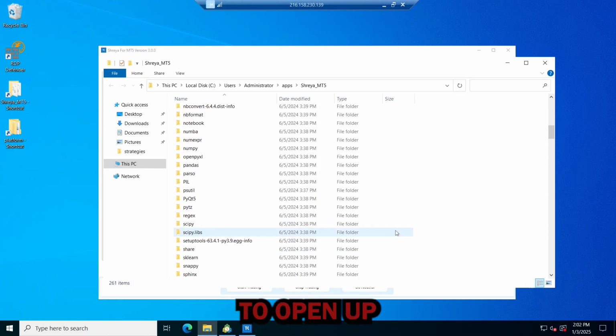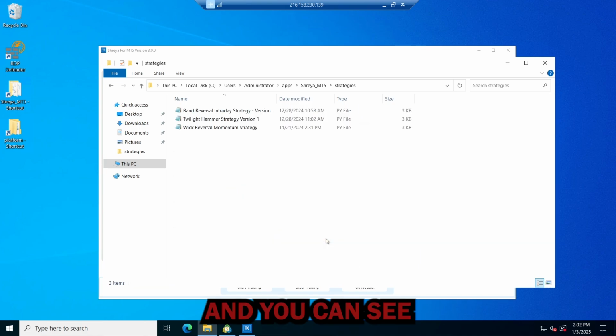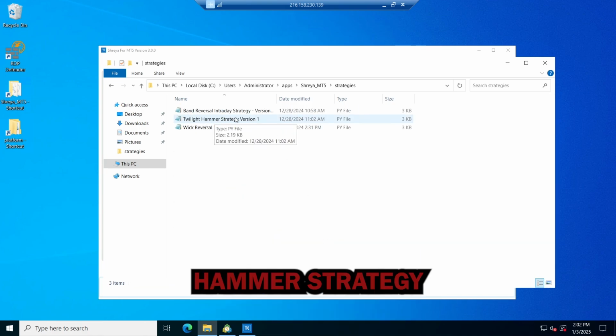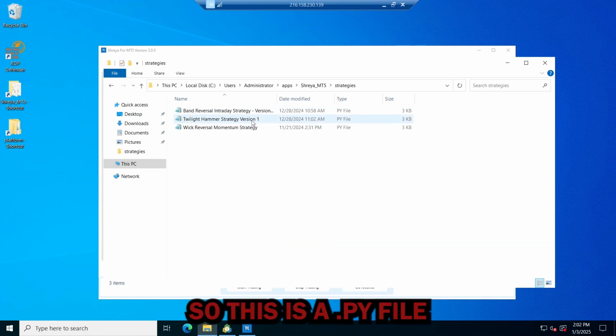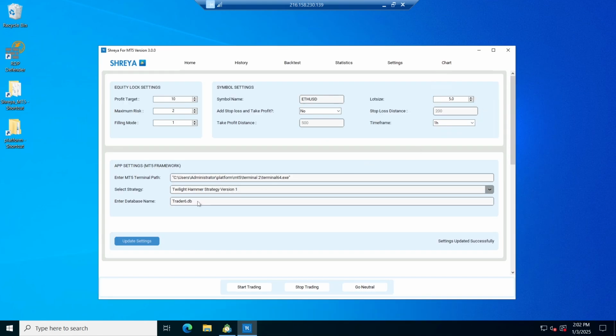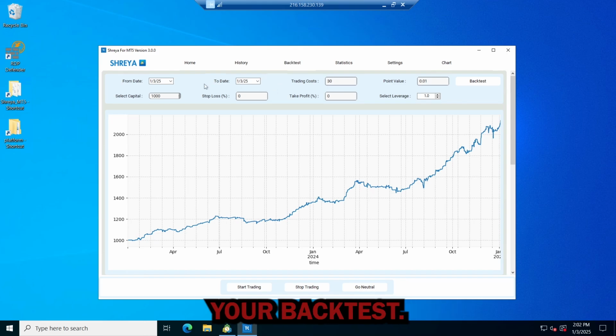I'm just going to open up my strategies here, and you can see I have the Twilight Hammer Strategy. This is a .py file. Once you download the file, you extract it and paste it here, and then you'll be able to select it and add your database. Make sure you type .db at the end and you update your settings. Once you update your settings, you head over to your backtest.